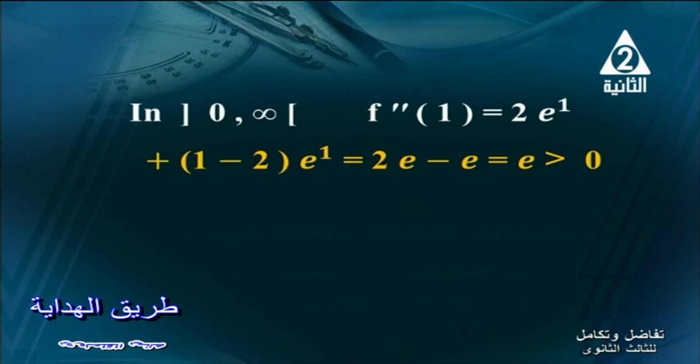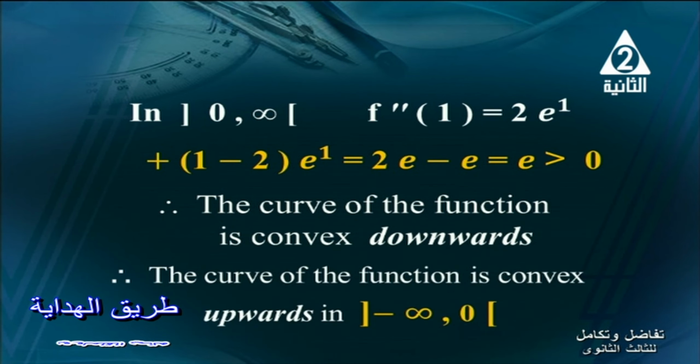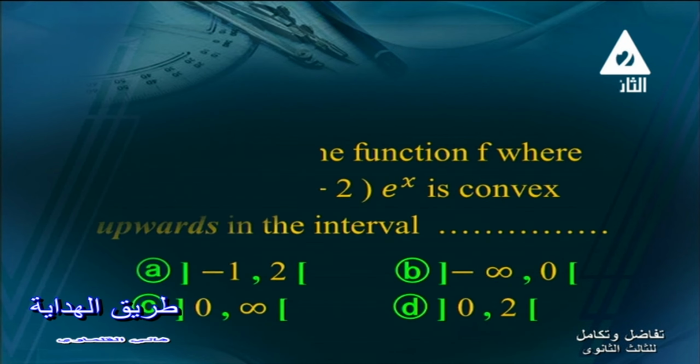What about the open interval 0 and infinity? f double dash 1 equals 2 e power 1 plus (1 minus 2) multiplied by e power 1, which equals 2e minus e, which equals e. e is a positive real number bigger than 0. So the curve of the function in the open interval 0 and infinity is convex downwards. The curve of the function changes its convexity from upwards to downwards, so we have an inflection point.